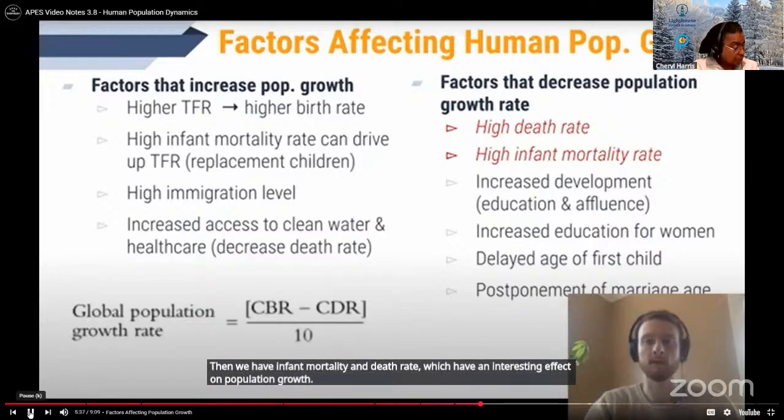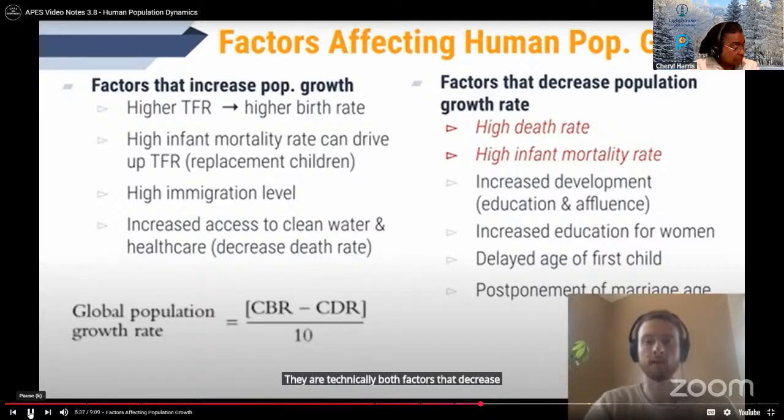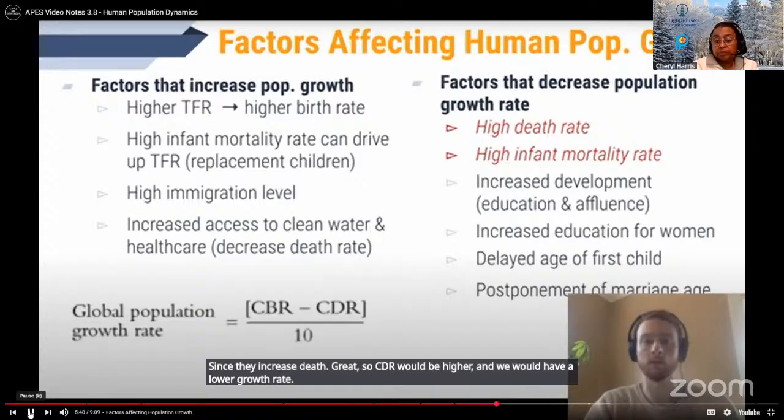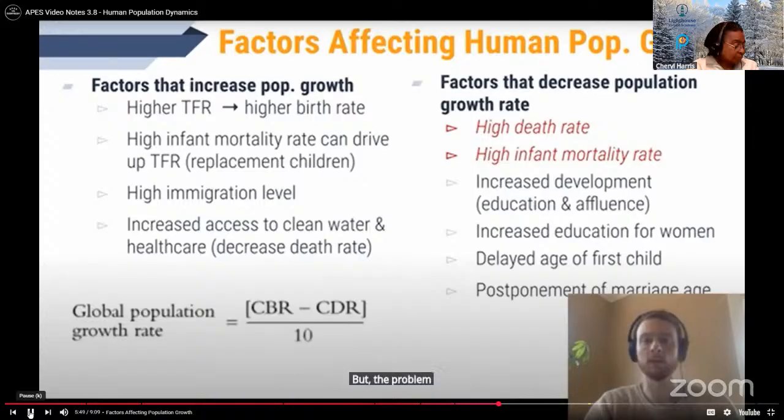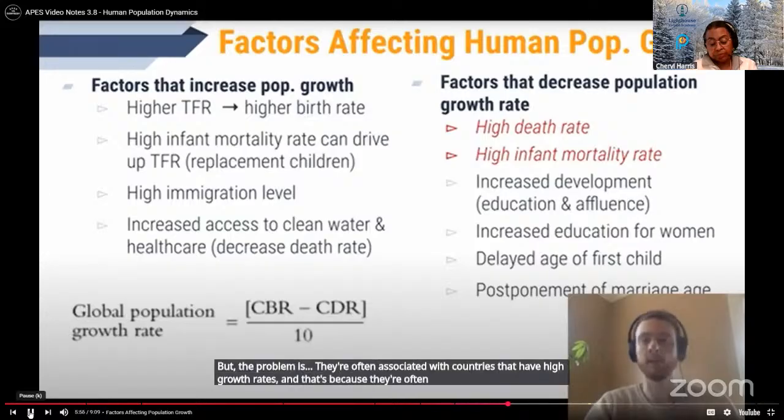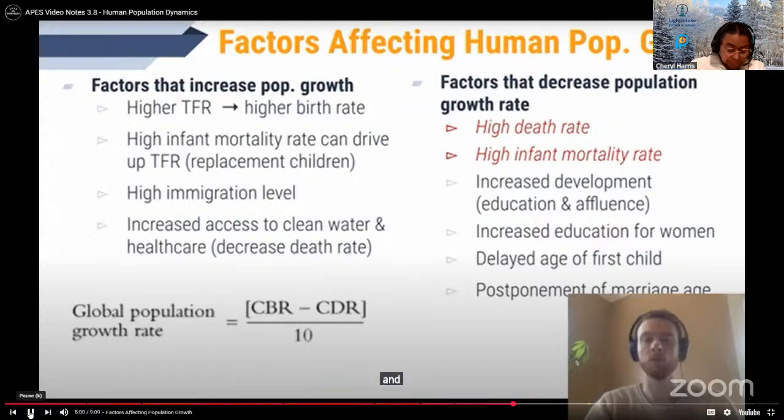They are technically both factors that decrease population growth since they increase death rate. So CDR would be higher and we would have a lower growth rate. But the problem is they're often associated with countries that have high growth rates. And that's because they're often less developed countries with fewer educational opportunities for women and more agrarian economies that depend on child labor for family income.